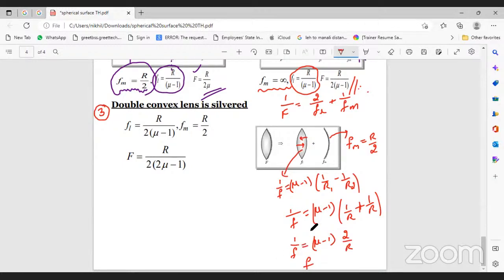Taking the reciprocal, what will be the f value? So f equals R divided by 2 into (mu minus 1). Yes, this is the focal length of the lens.